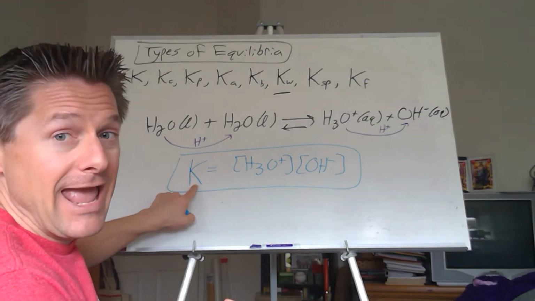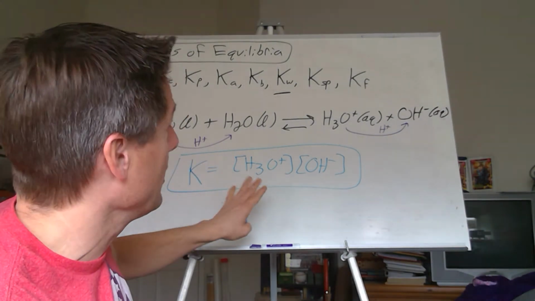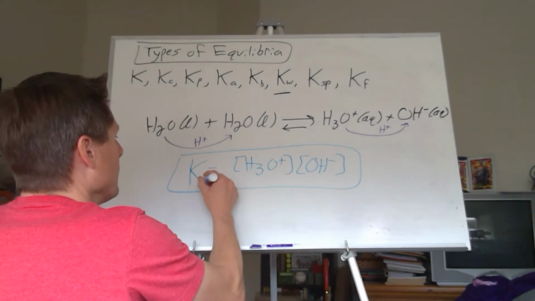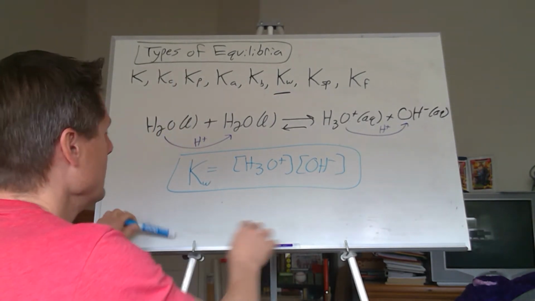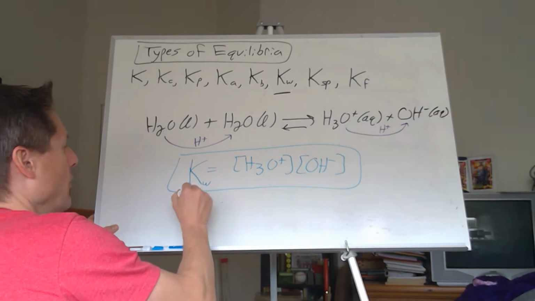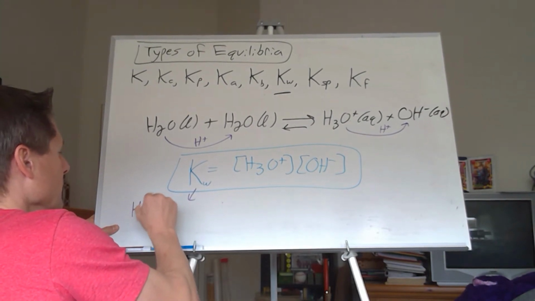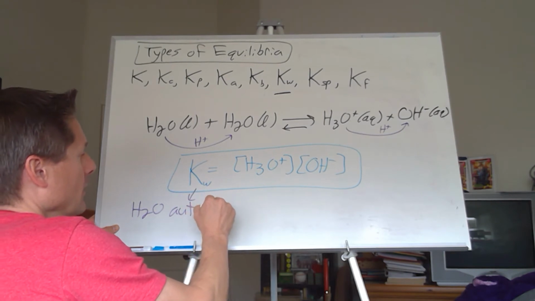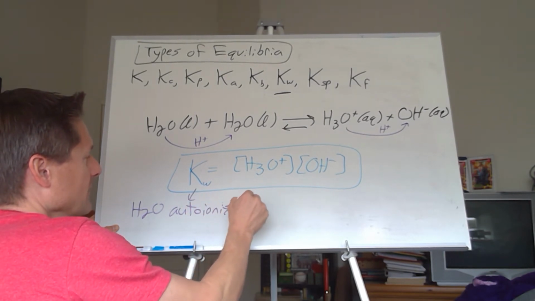And again, that's K, or we could say Kc generically, but specifically, that's the water autoionization. So we're going to put a Kw there. So you'll see that as the water autoionization constant. I will always give you that value.